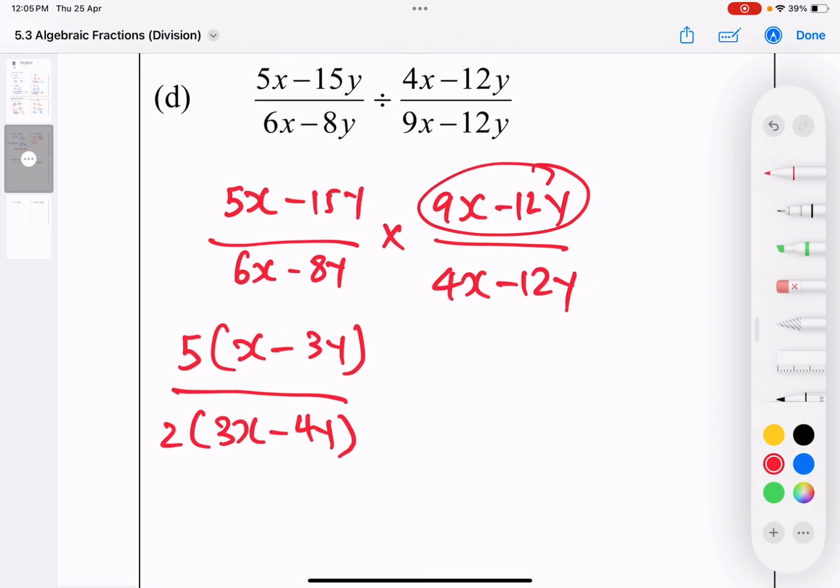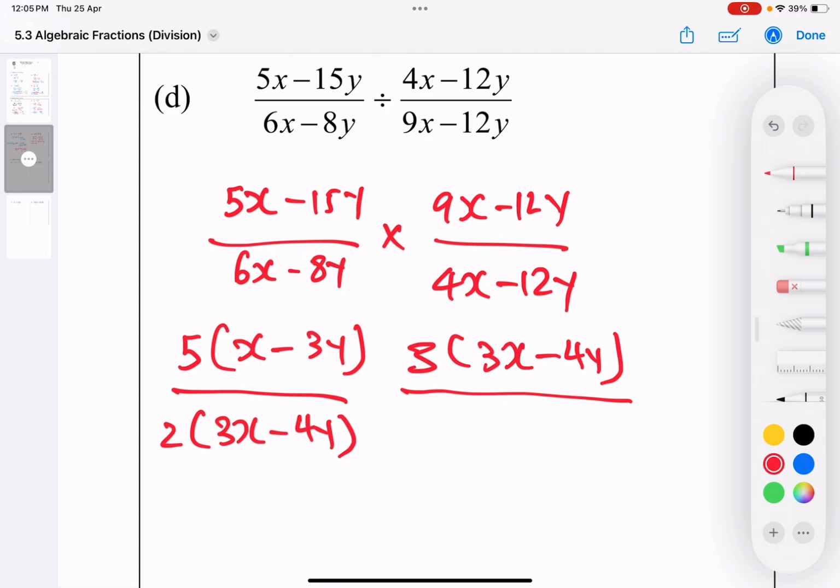Okay? Here, 9 and 12, I know 3 is common. So I'll be left with 3x minus 4y. The bottom, I know 4 is common. I'll be left with 4 minus 3y. Okay, you should be able to do this by now. Factorization is just pulling out common terms. That's all.